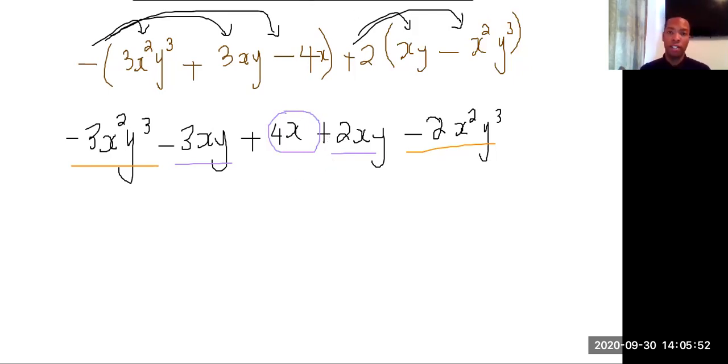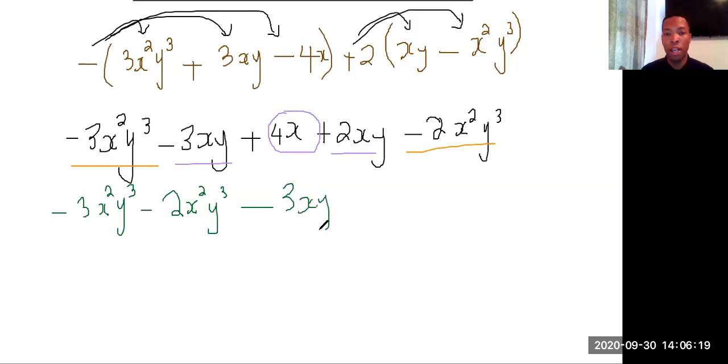So if I'm going to rewrite, it's going to be minus 3x squared y cubed minus 2x squared y cubed. I'm already putting it in descending order because I know that this degree is 5. This degree is 2, so that goes next. So minus 3xy plus 2xy. And I've got my standalone term over here, 4x.